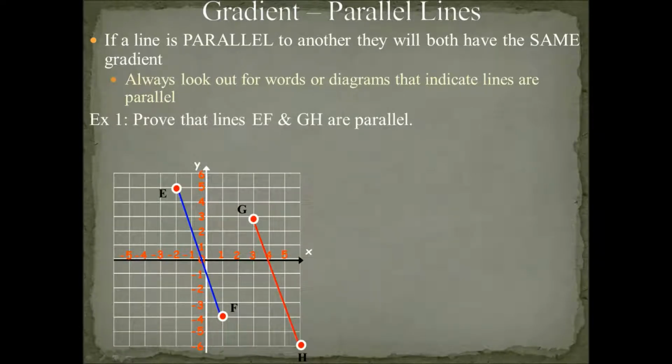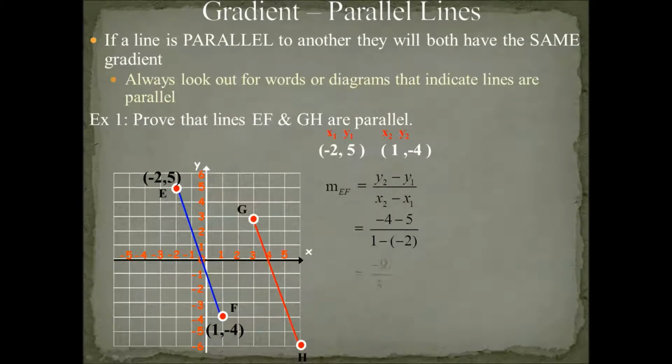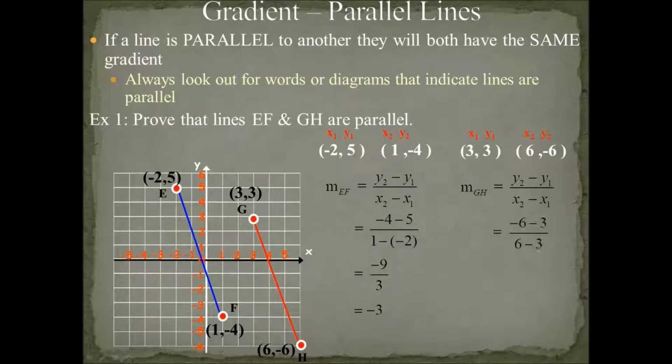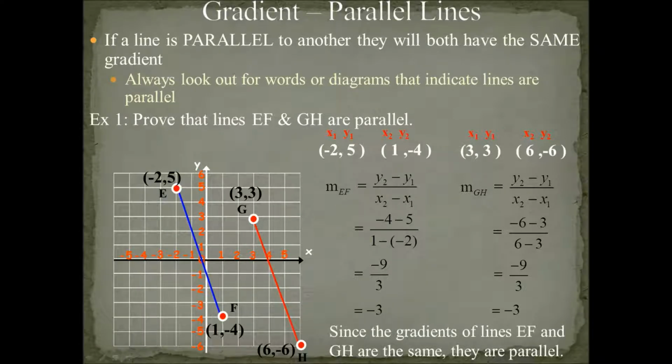Just to prove the point, here are 2 lines, EF and GH, which are parallel. If I find the gradient using the gradient formula, I find that EF has a gradient of minus 3, as expected, because it's sloping down and looks relatively steep. And then if I put G and H through the same gradient formula, it turns out I have minus 3 as well. Therefore, since the gradients are the same, I can make a statement saying, since the gradients of lines EF and GH are the same, they are parallel. So I've proven what I've been asked in example 1.